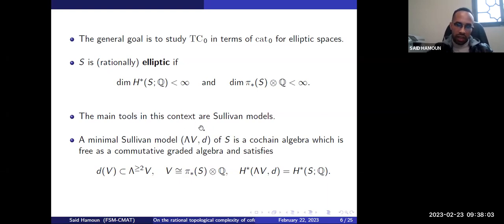And we say that (ΛV, d) is a Sullivan model for the topological space S if (ΛV, d) is a commutative differential graded algebra whose cohomology is exactly the rational cohomology of S. And here, ΛV represents the free commutative algebra generated by the vector space V. If in addition the differential is decomposable, we say that ΛV is minimal. And in this case, V is isomorphic to the rational homotopy.